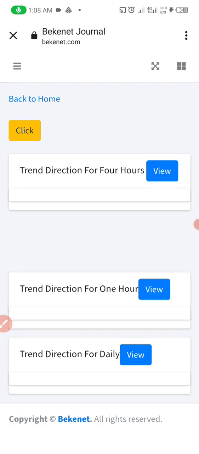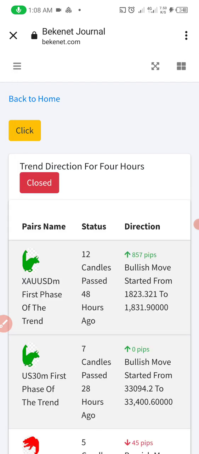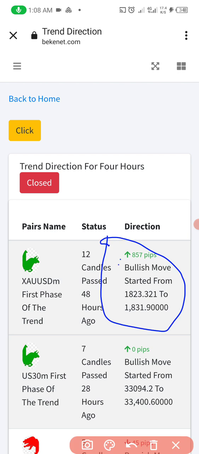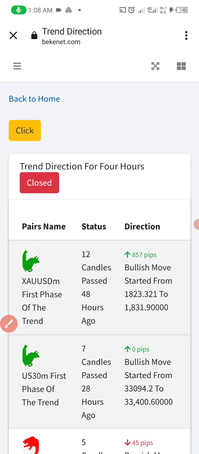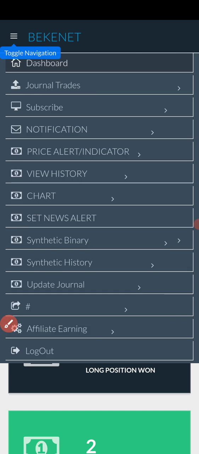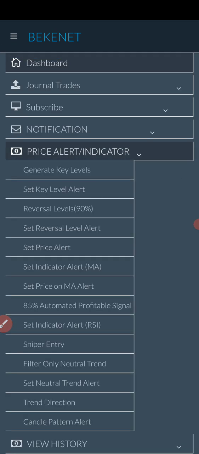Gold in the trend direction. We missed out the trend. It's already 80 something, 85 pips already. But I want to buy. All I need to do is go to my sniper entry. Where is my sniper entry? I'll click on this sniper entry.